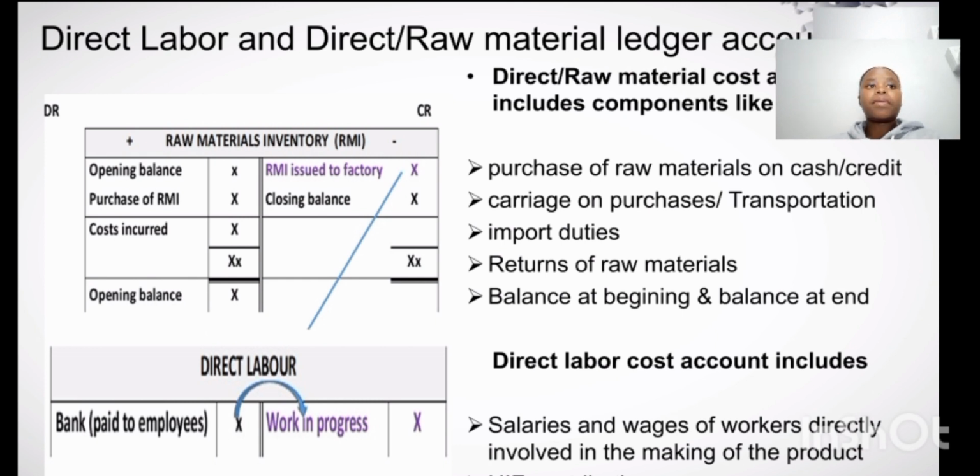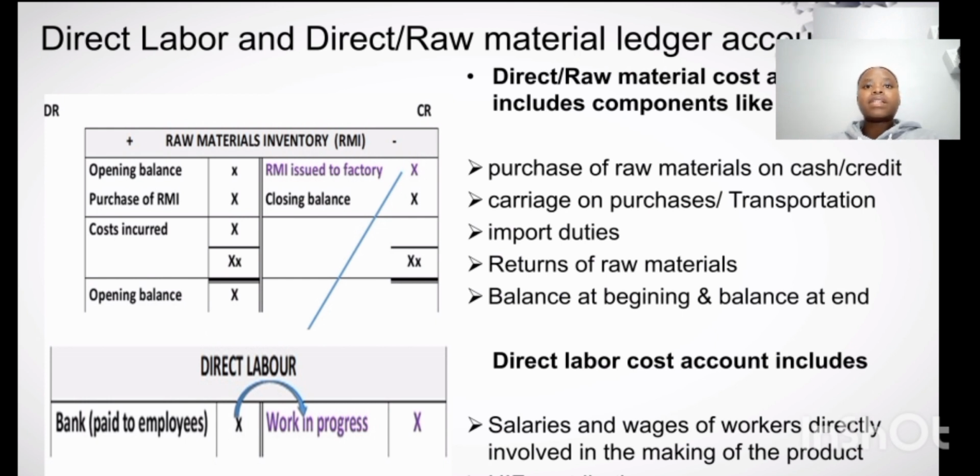We have our opening balance at the beginning, which is the balance we would have gotten from last year's closing balance. It comes back as the opening balance at the beginning of the year. And we also include the purchases of raw material, whether it's on cash or on credit. We also add the carriage on purchases, the transportation and the import duties that are incurred when the raw material is being brought to our business.